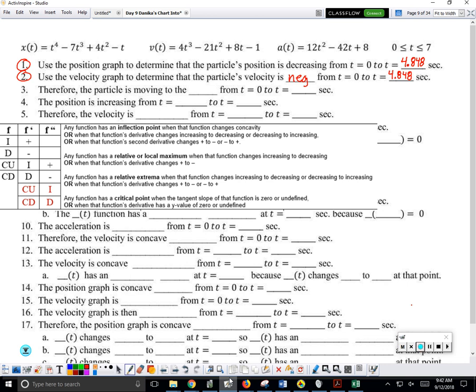So number 3 goes along with number 1 and 2, so we'll circle that in red. Therefore, the particle's moving to the, we talked about this the other day, moving to the left. When the position is decreasing, the particle is moving left.